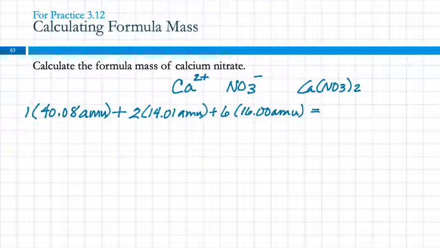It's really a good idea to write it out like this because it's easy to make mistakes, and it's easier to find those mistakes when you've written it out. So my calculator is giving me 164.1 atomic mass units. That's the mass of the formula unit. It's an ionic compound. It doesn't actually have molecules, but it's the mass of the formula unit.